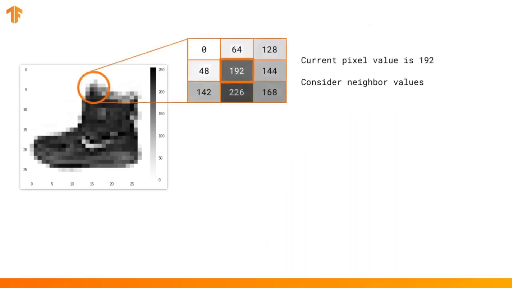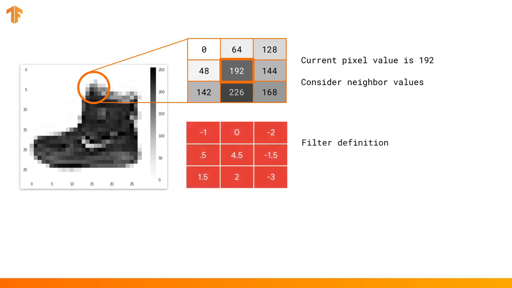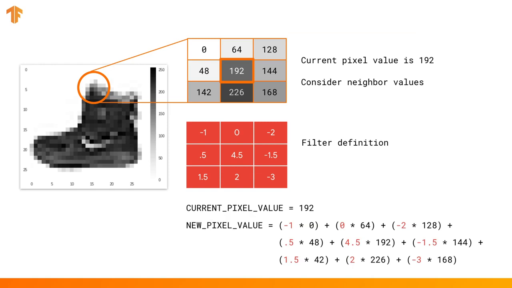A filter is simply a set of multipliers. So for example, in this case, if you're looking at a particular pixel that has the value 192, and the filter is the values in the red box, then you multiply 192 by 4.5 and each of its neighbors by the respective filter value. So its neighbor above and to the left is 0, so you multiply that by -1. Its upper neighbor is 64, so you multiply that by 0, and so on. Sum up the result and you get the new value for the pixel.